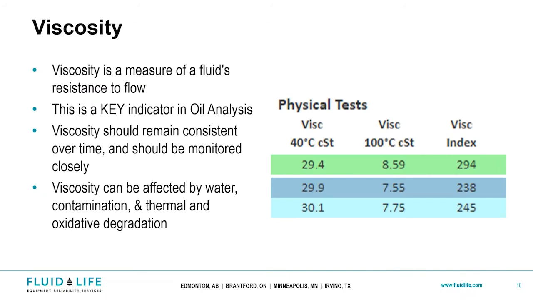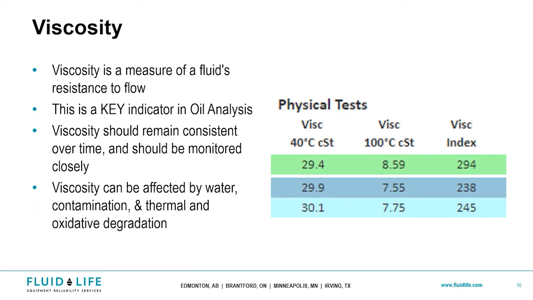The next test we can focus on here is viscosity or viscosity index. So viscosity, like I stated before, is a measure of a fluid's resistance to flow. This is probably the number one physical property that people look at when it comes to looking at oil suppliers and looking at testing. They want to see what the viscosity looks like in practice. It should remain pretty consistent over time, and it's definitely something you want to keep an eye on over time in wind or in any industry, really.